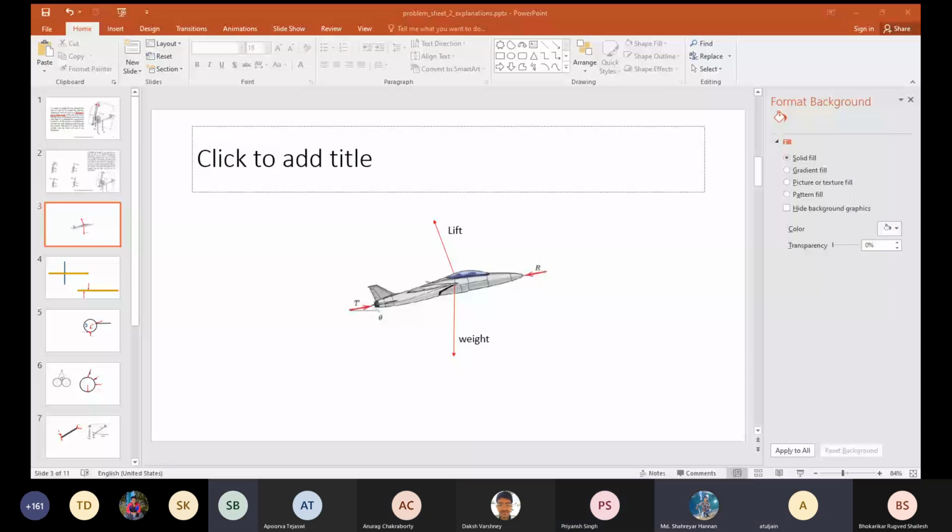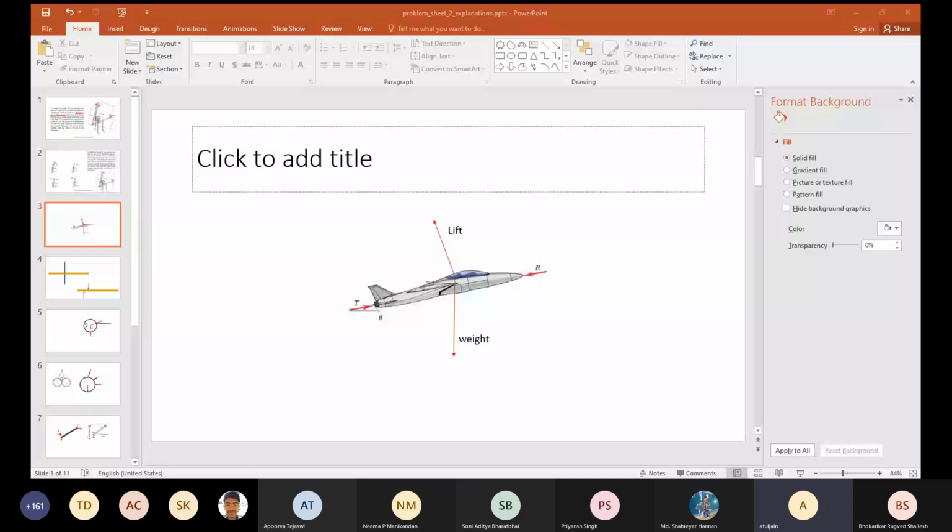Sir, I did not understand the direction in which lift is acting. Yes, sir. Lift is basically perpendicular to thrust. It's a force which is perpendicular to thrust. In the context of this course, I think that is all you need to know. Okay, sir.